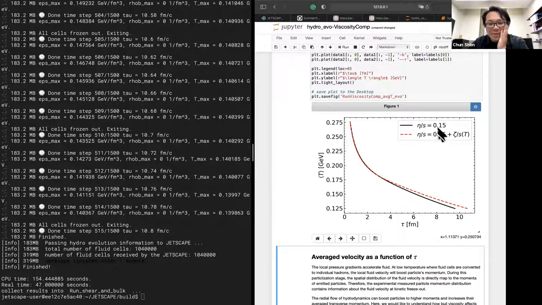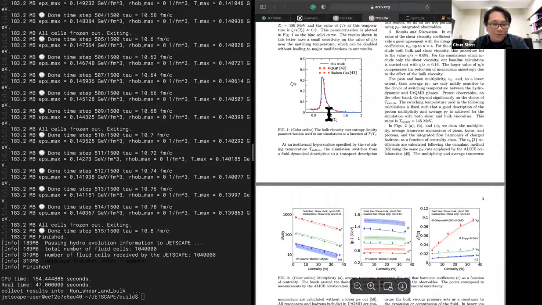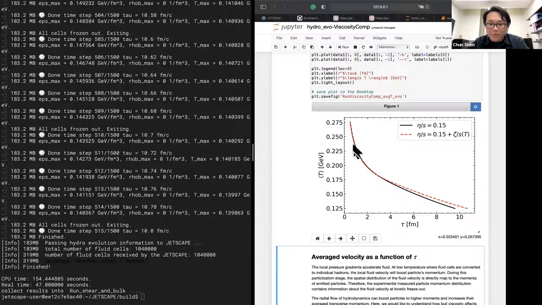We see that when we turn on and off the temperature dependent bulk viscosity, interestingly the two simulations give roughly the same average temperature at early time and only start to differ from each other at late time, after about four frames of the evolution. This is because our temperature dependent bulk viscosity only peaks at Tc, which is chosen to be about 180 MeV. At early time, the average temperature is rather high, about 300 MeV or 250. So most of the fluid doesn't see that big peak of bulk viscosity at early time, and these two simulations agree quite well with each other.